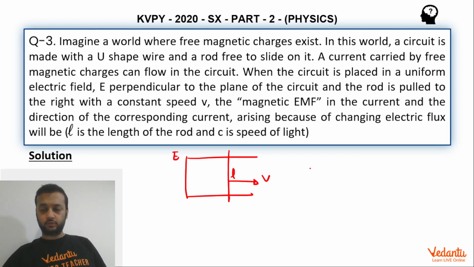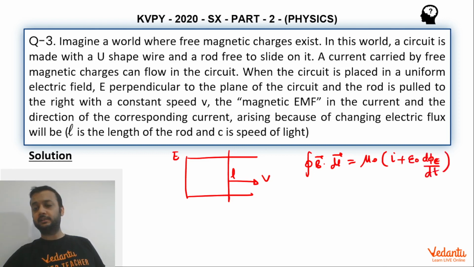Okay, so I was saying ∮B·dl, this is the magnetic EMF. This will be equal to μ₀ into I, the conduction current, that means the current due to the flow of electrons, plus the rate of change of electric flux, which is ε₀ dΦ_E/dt. Actually, this dΦ_E/dt is the change of flux, and ε₀ will have to be multiplied.